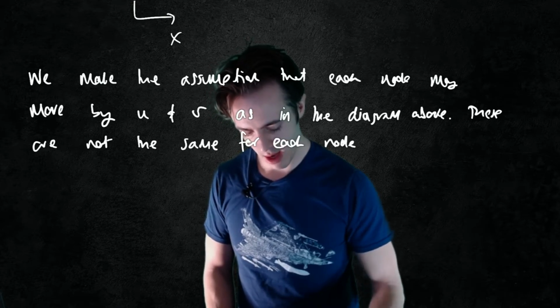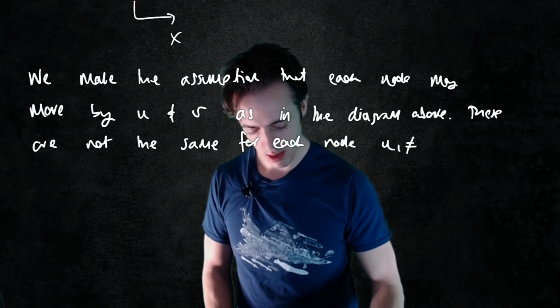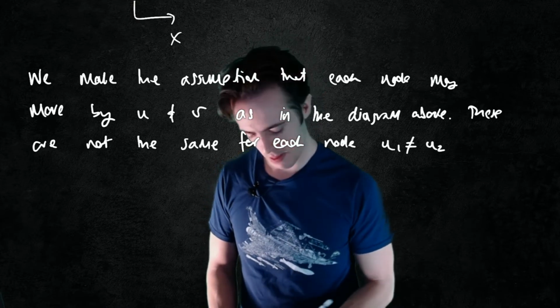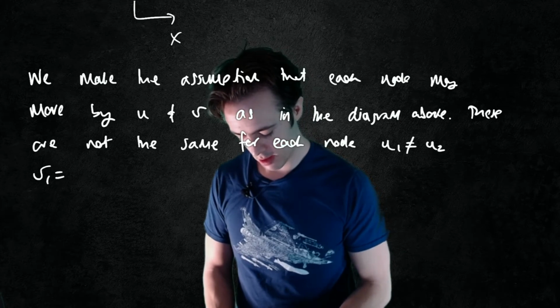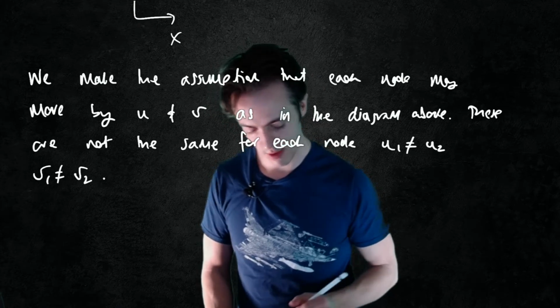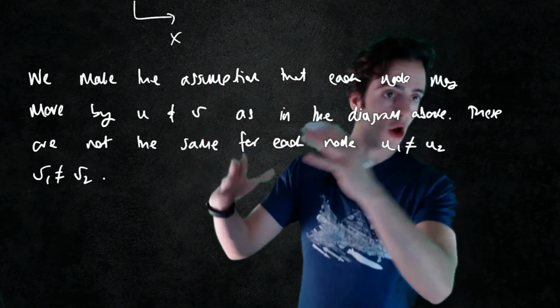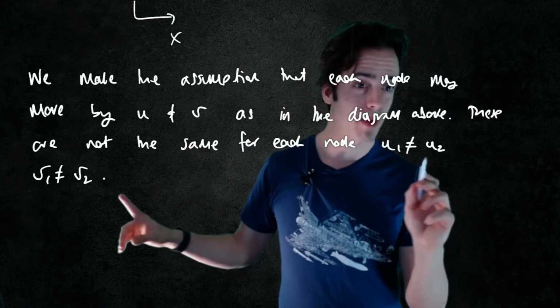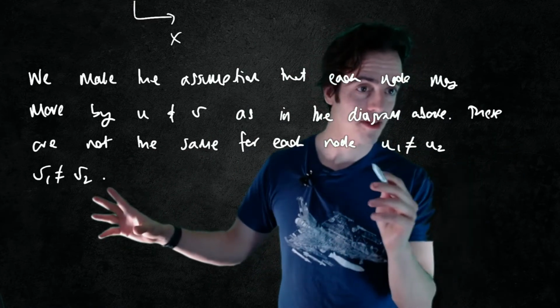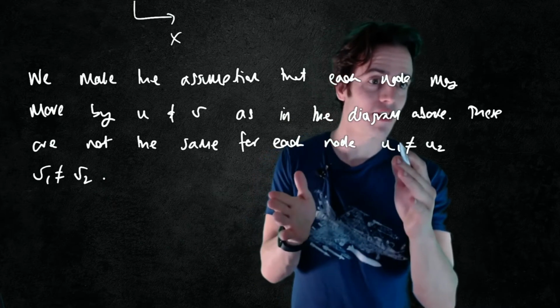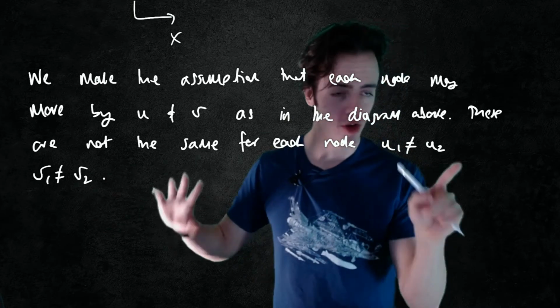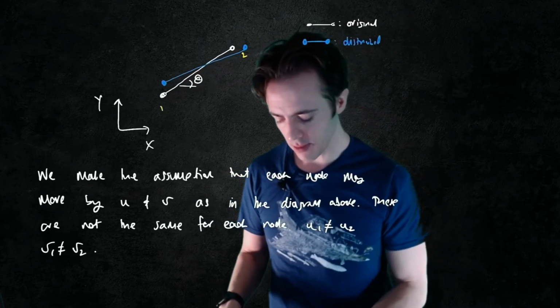And what do I mean by that? I mean u1 is not equal to u2, v1 is not equal to v2. Okay, so each node can move slightly different. I mean, they can be equal. I'm just saying here they're not the same. Okay, we could have an element that's perfectly displaced, and that would mean that these were true, but in general these are not the same.